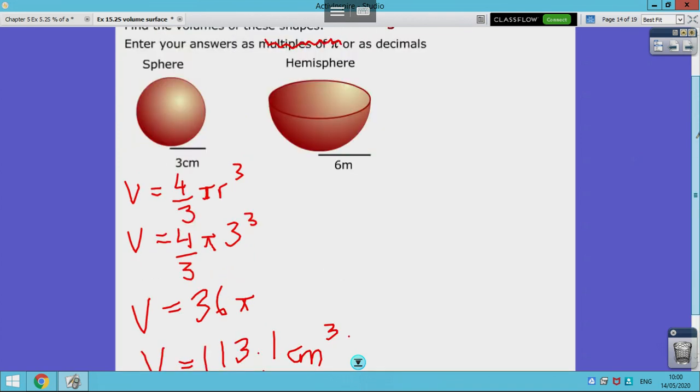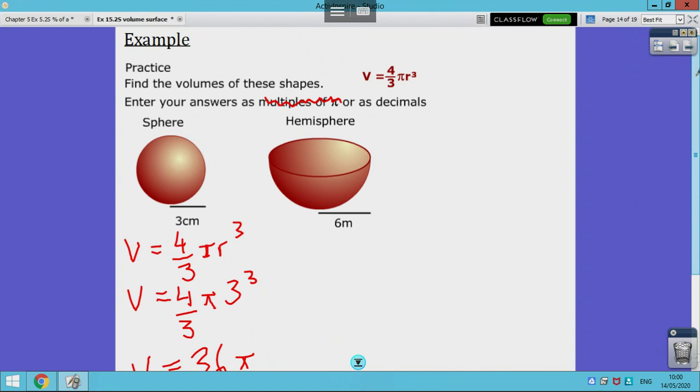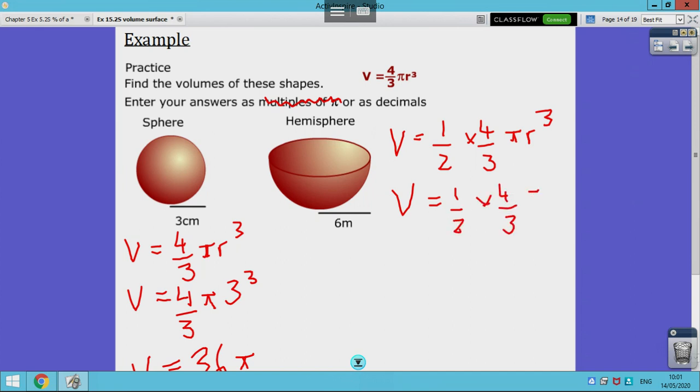Now let's have a think about this hemisphere. We know a hemisphere is just half of a sphere, so what we can do is incorporate a half into our formula. So the volume of this hemisphere is going to be a half times 4/3 pi r cubed this time, isn't it? So substituting in the value of 6, a half times 4/3 pi 6 cubed.